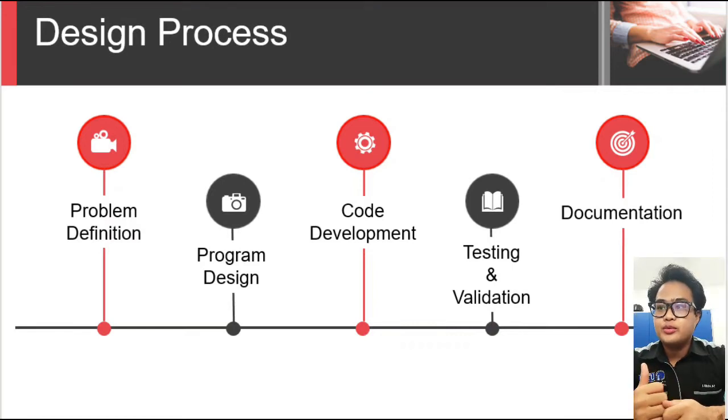Next, I'm going to explain our program design. We have used the IPO approach. IPO stands for input, process and output. To design the program accordingly, we have created a pseudocode and a flowchart to align the program according to our needs. Next, we are going to explain the code development.